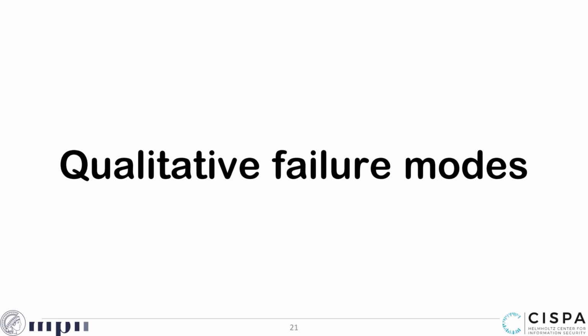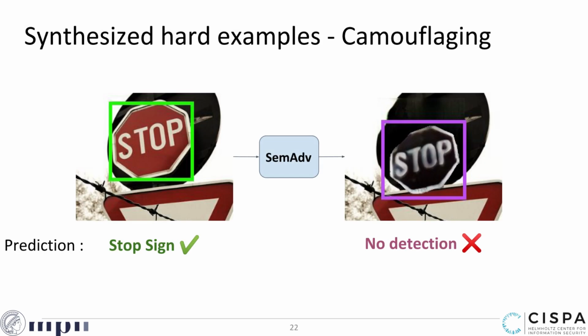Qualitatively, our novel testing strategy finds various failure modes of the detector. We show examples from 4 categories next. First is an example of camouflaging. The adversary edits the appearance of the stop sign to blend with the background, causing a misdetection.